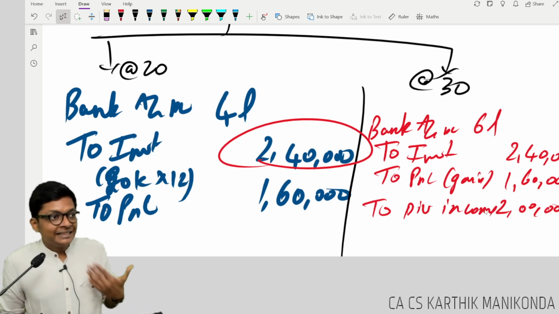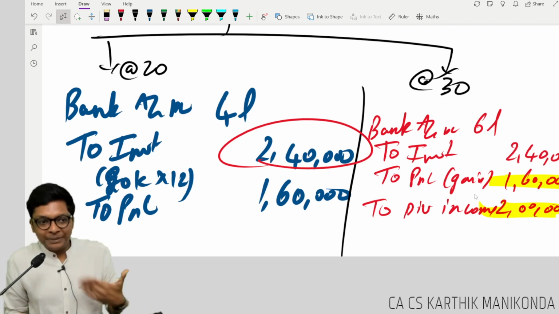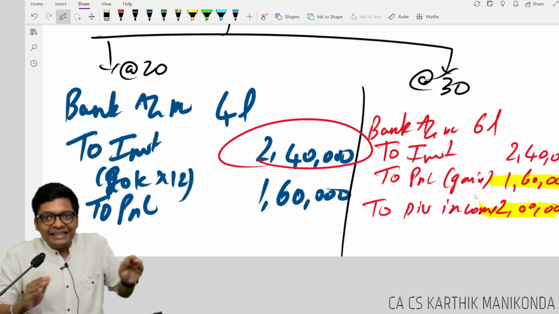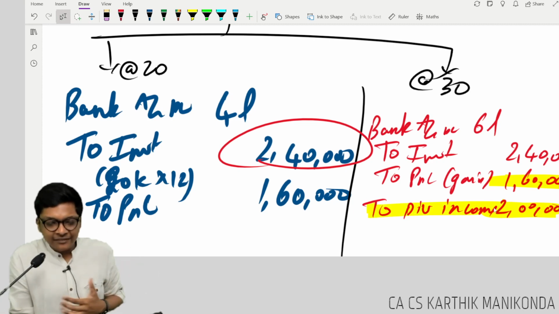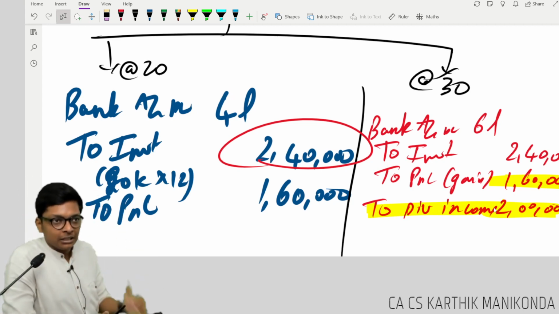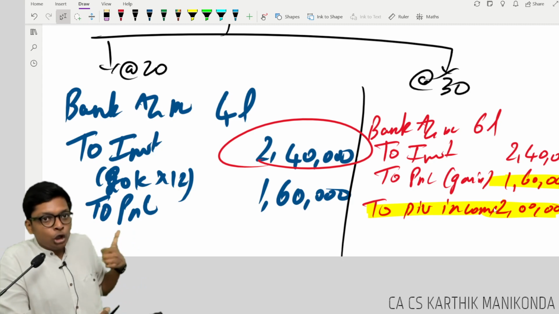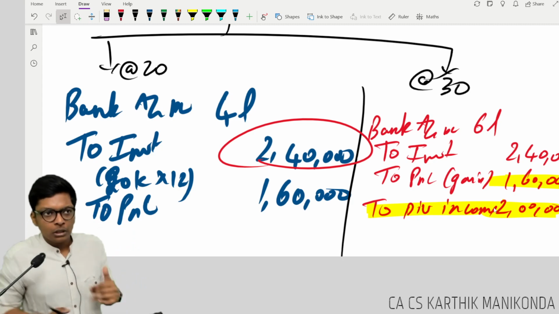It's the dividend income. Sir, effectively this 3,60,000 goes to my P&L, but I will categorize them as gain on sale and dividend. He is receiving dividend in advance, not from the company, but from Sumaya. Are you following, guys? This is the entry the seller should pass. Now, come to the buyer.